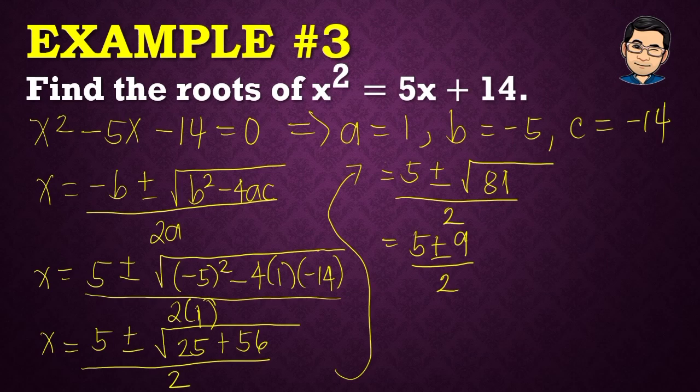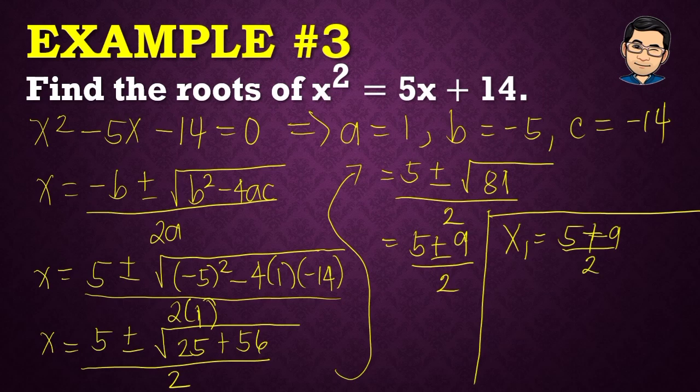Let's now have x sub 1 and x sub 2. So, ayan. X sub 1 equals 5 plus 9 all over 2. 5 plus 9 is 14. Divided by 2, 7. X sub 2, 5 minus 9 all over 2. 5 minus 9 is negative 4. Divided by 2, negative 2. So, yung mga roots natin, 7 and negative 2.